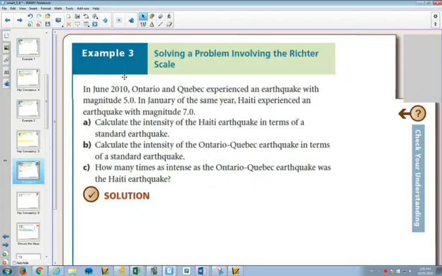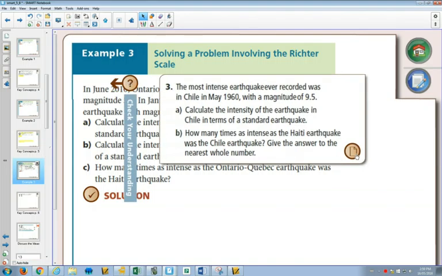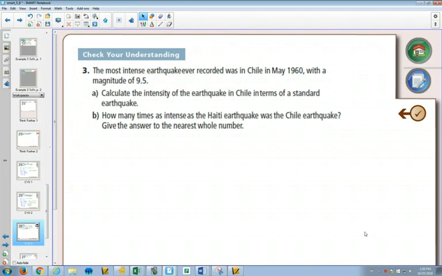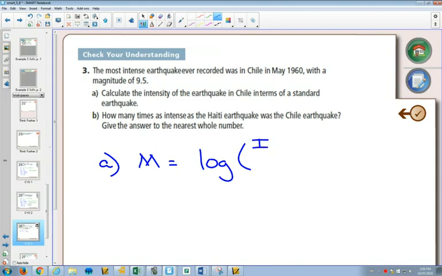So now when we go to this first example, we're looking at the most intense earthquake ever recorded, in Chile, of a 9.5. So for part A, we can use that formula, and again, if they asked this question, they would give you this formula. Calculate the intensity in terms of a standard earthquake.